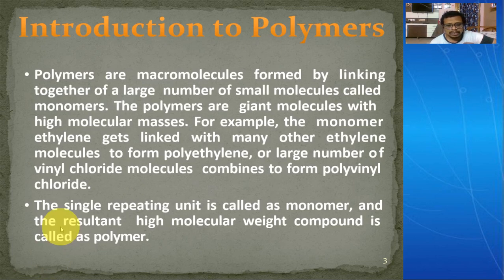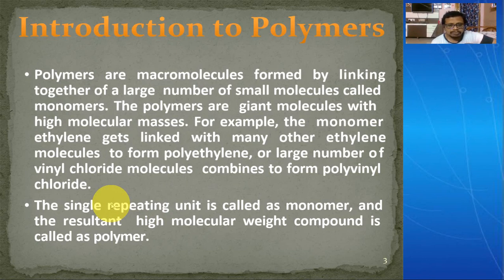Polymers are macromolecules formed by linking together a large number of small molecules called monomers. Polymers are giant molecules with high molecular masses. For example, take the monomer ethylene. Ethylene is linked with many other ethylene molecules to form polythene. A large number of vinyl chloride molecules combine to form polyvinyl chloride. In your houses you see wires and construction PVC pipes. The plug wire has a copper wire coated with plastic, that is PVC, right?